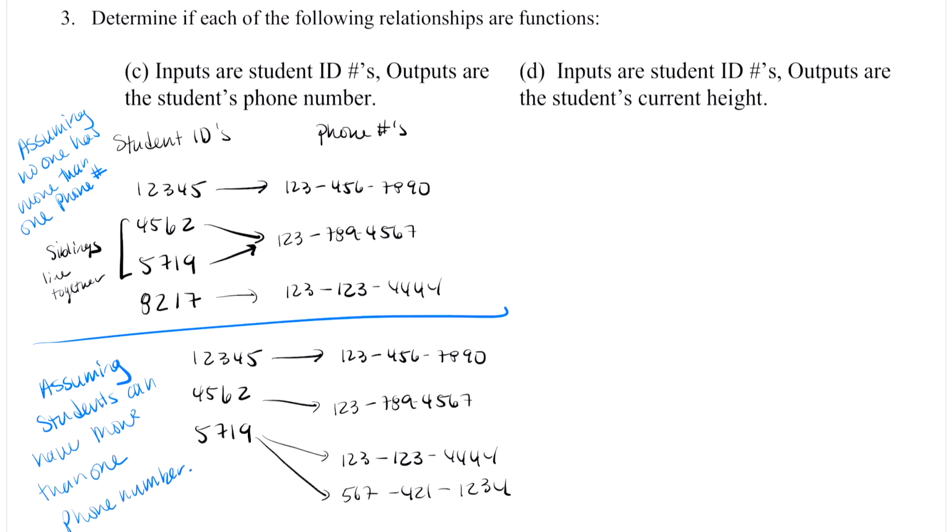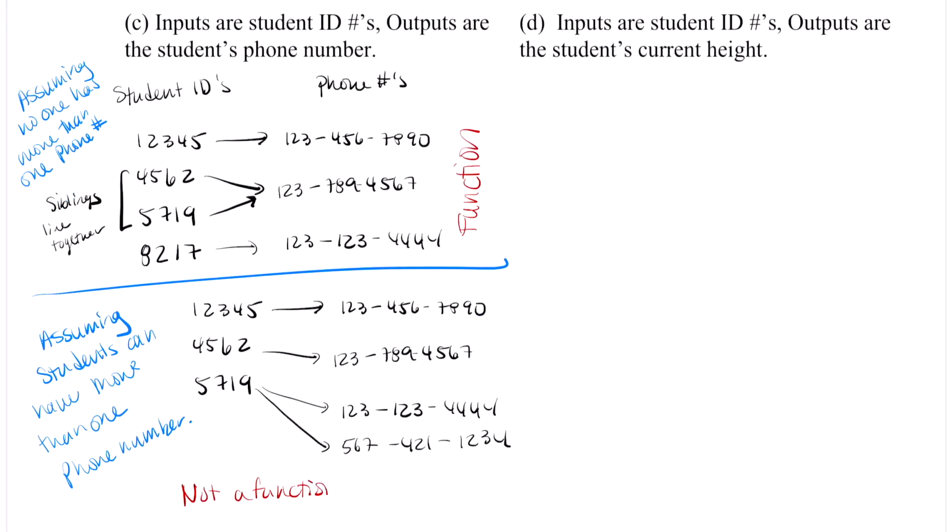So in this first top case, when we assume that students only have one phone number, then this definitely was a function. But in this bottom case, if students are allowed to have more than one phone number, then this is not a function. Because this very last student here, we don't know if we input their student ID, we don't know what phone number would pop out. It could be their landline or their cell phone.